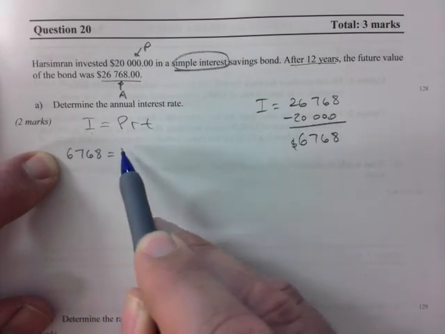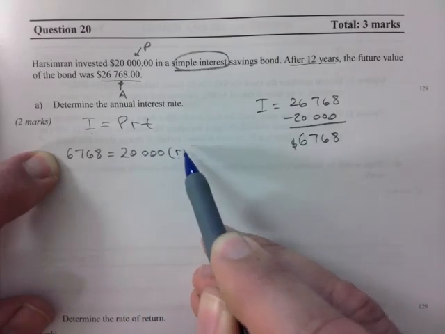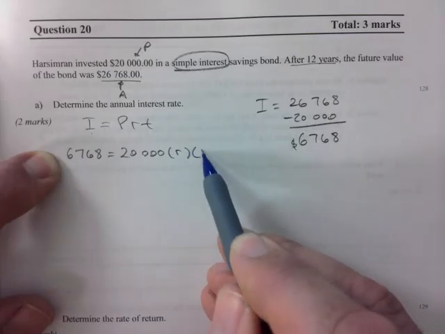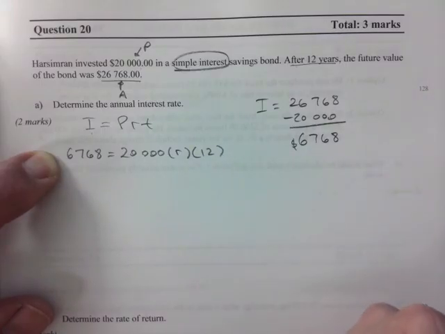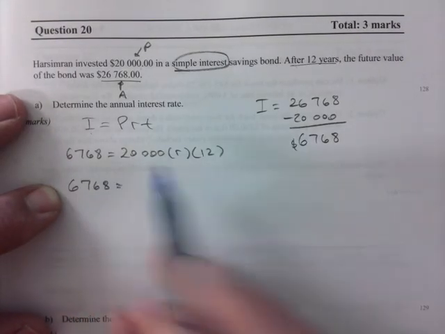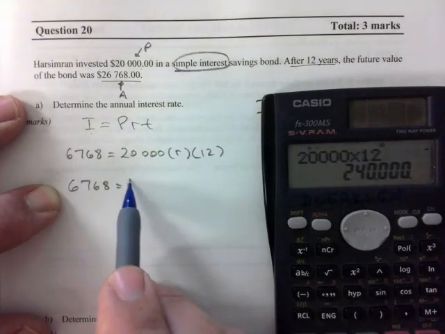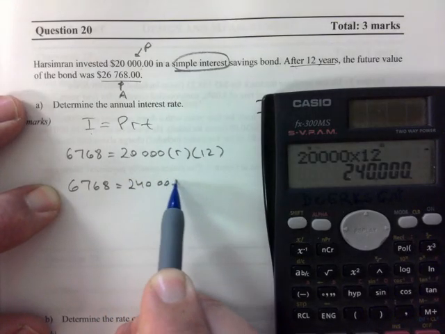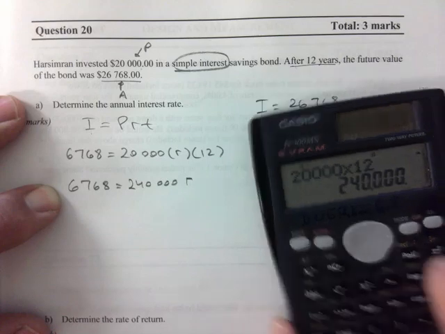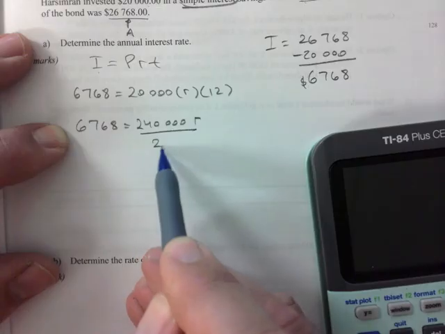6768 is equal to, principal is the amount you initially invested, times R, times 12. And so what we're going to do here is we're going to simply go 20,000 times 12. It's 240,000 R. Okay? And then divide both sides by 240,000.